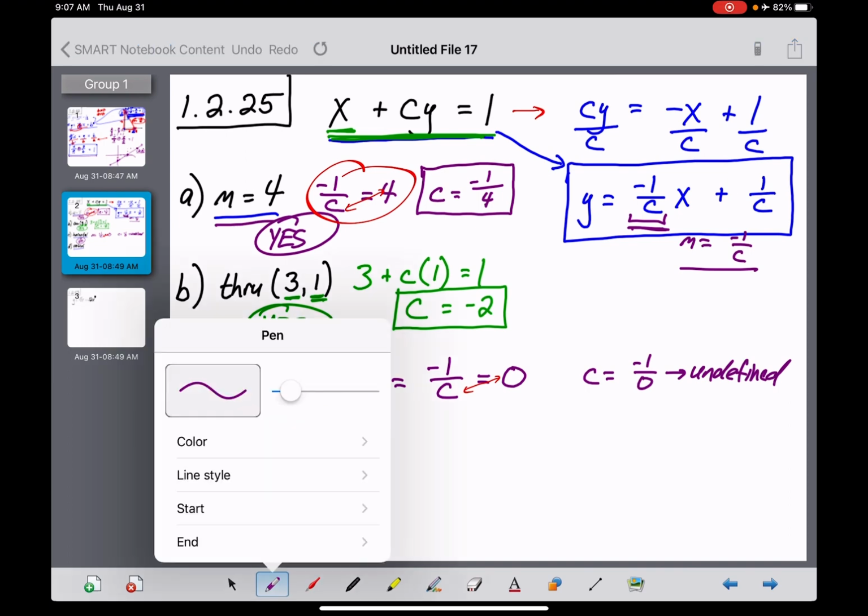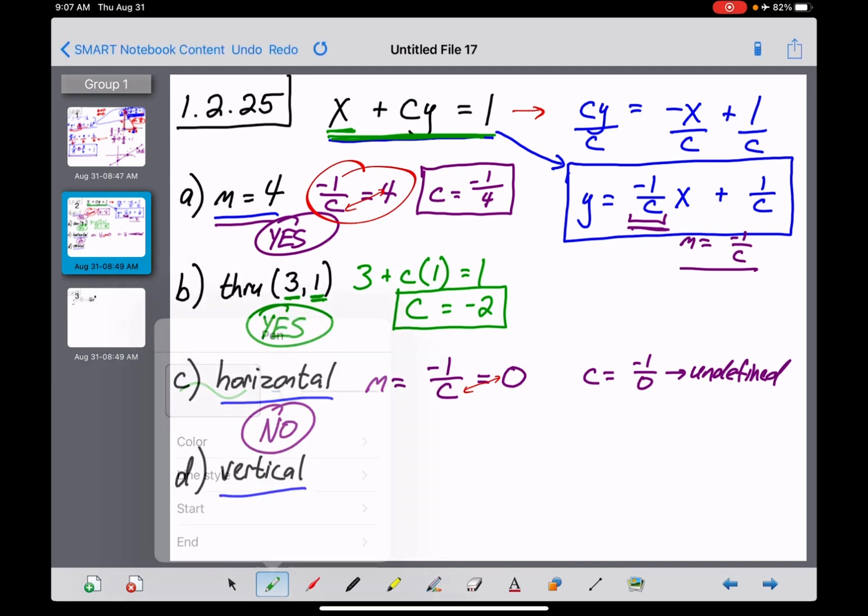However, D is a little twist on that same concept now. Now they want to know, is there a c value that would make this line vertical? Well, what do we know about vertical lines? Vertical lines have a slope that's undefined. So we would want -1 over c to be undefined? That's what we're going for right here.